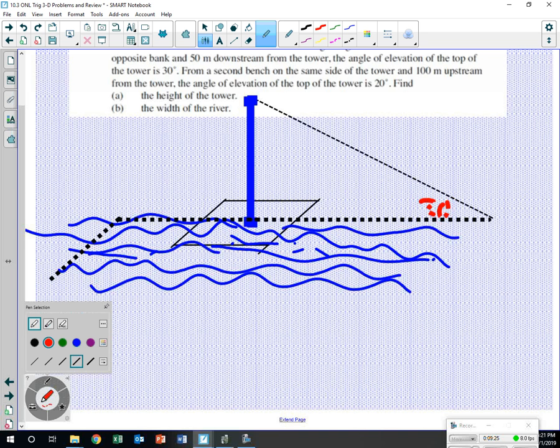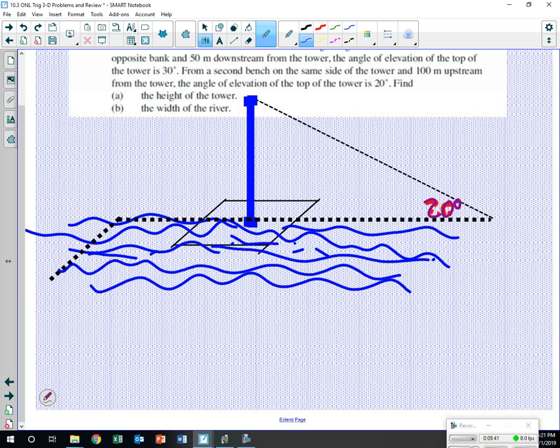So this is 20 degrees. Ooh, fun. Let's cancel that. And we'll just go 20. Oh, it's still doing that. That's weird. Why is it doing that?